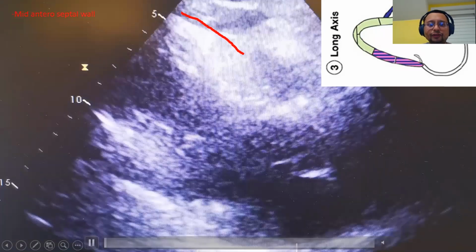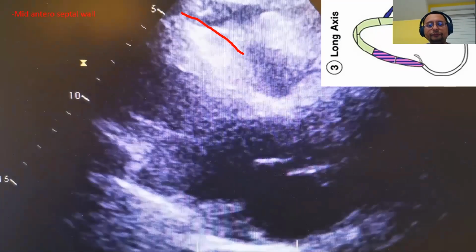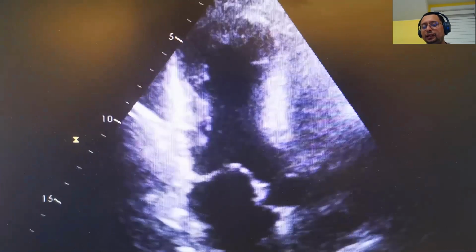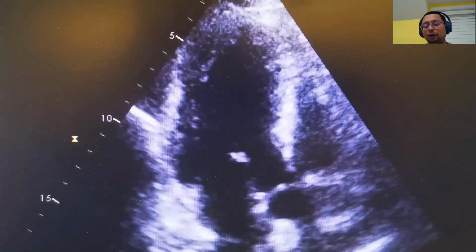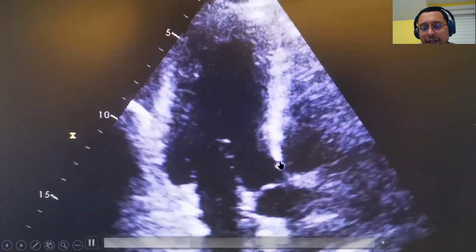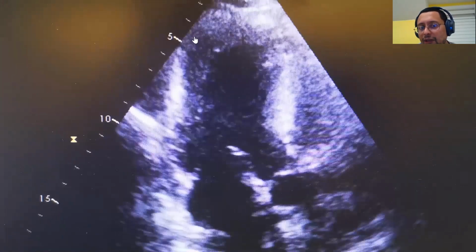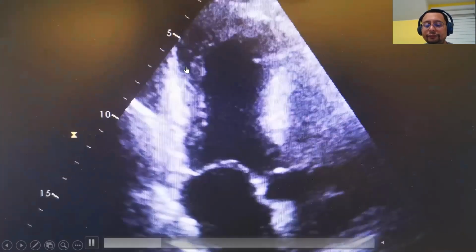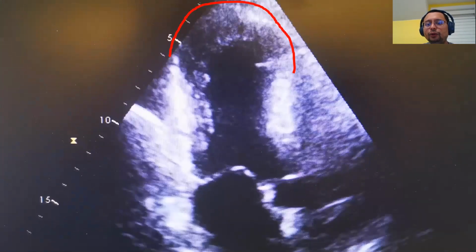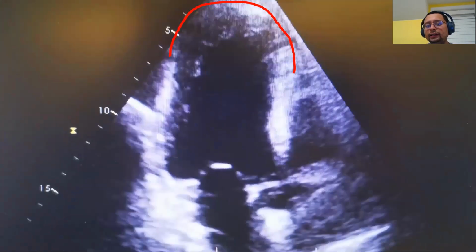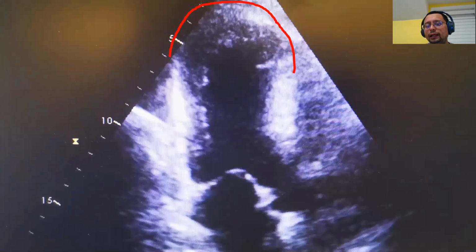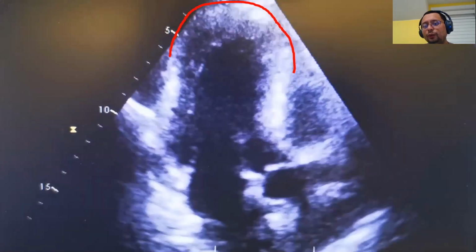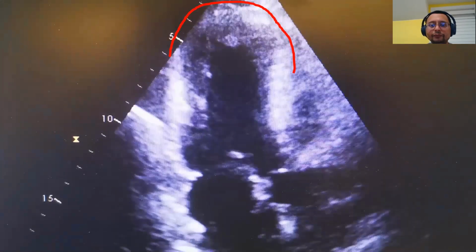Now, if you're still not convinced, always look at multiple views. So the next view is apical long axis. Remember that from here all the way to there is supplied by the left anterior descending artery. So if I were to show you the region that is hypokinetic, I hope you agree that that is the region that is hypokinetic, the one that I highlighted with the red dot there.